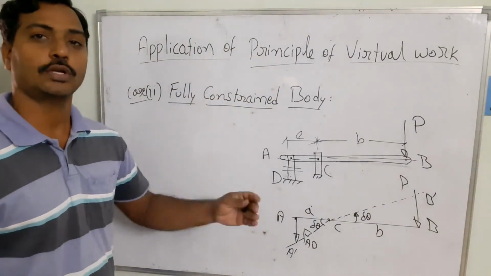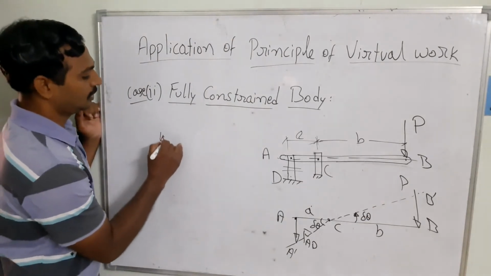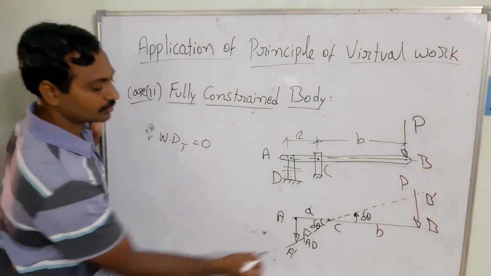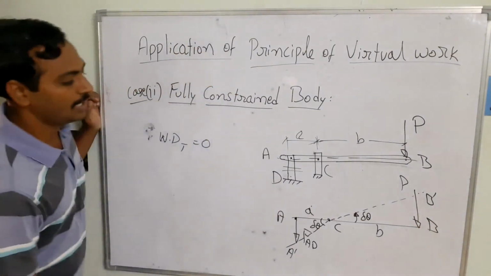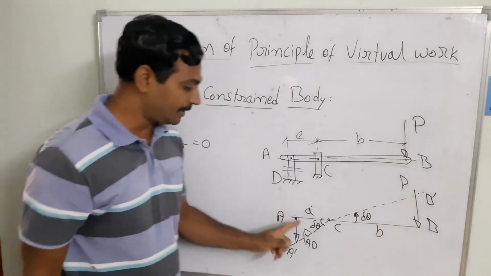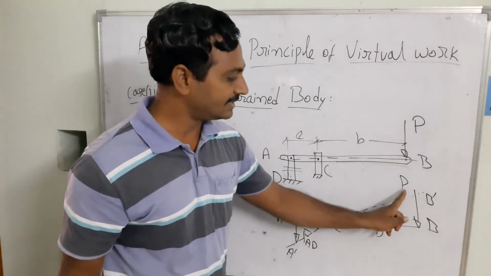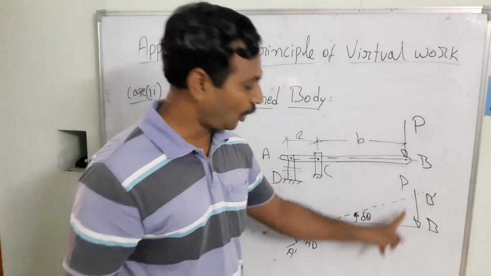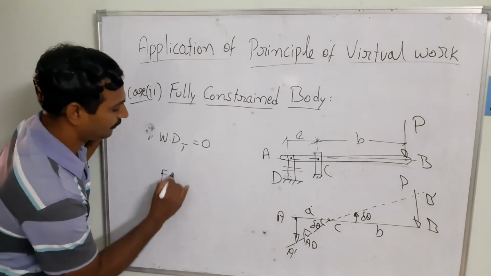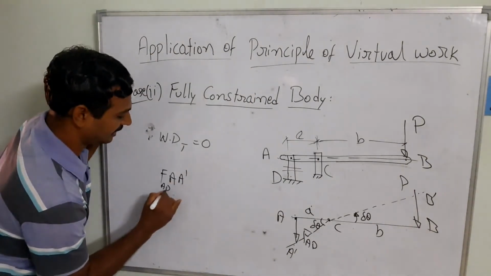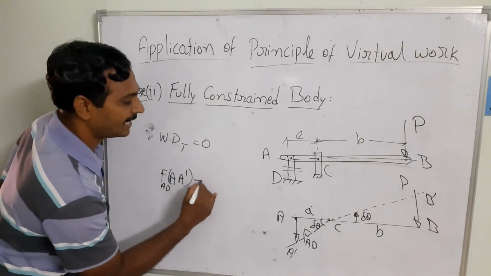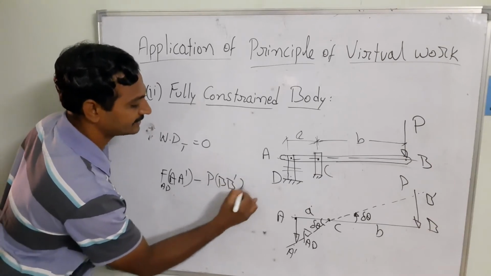If I take the total work done by the system, that is equal to 0. The total work done, because of the internal force and this P: the internal force is moving in the downward direction and the displacement is also in the downward direction, so the work done because of the FAD is going to be 0. And here the P force is acting in the downward direction, but the displacement is in the upward direction. So I take FAD times AA dash, this is the infinitesimal imaginary displacement, minus P into BB dash is equal to 0.